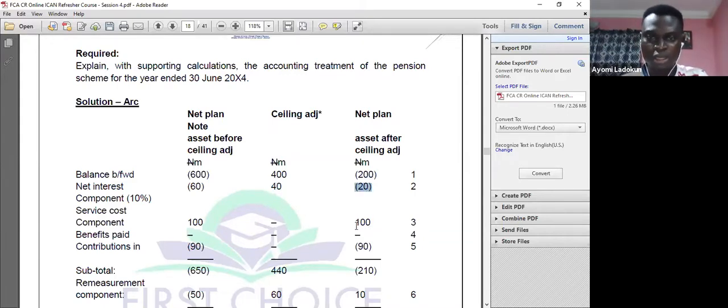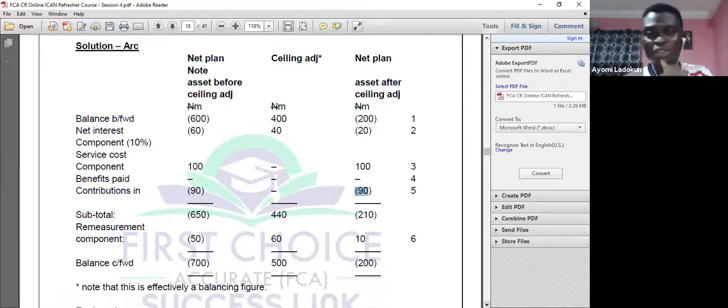Your service cost component is 100. Every other thing remains the same. Then you just do your summation, and that's the end of the question. It's as simple as that. So that's how you incorporate your asset ceiling. Just look at the question and put the figure here. That's the extent to which you can recognize. You cannot recognize the whole 400, you can't recognize it.